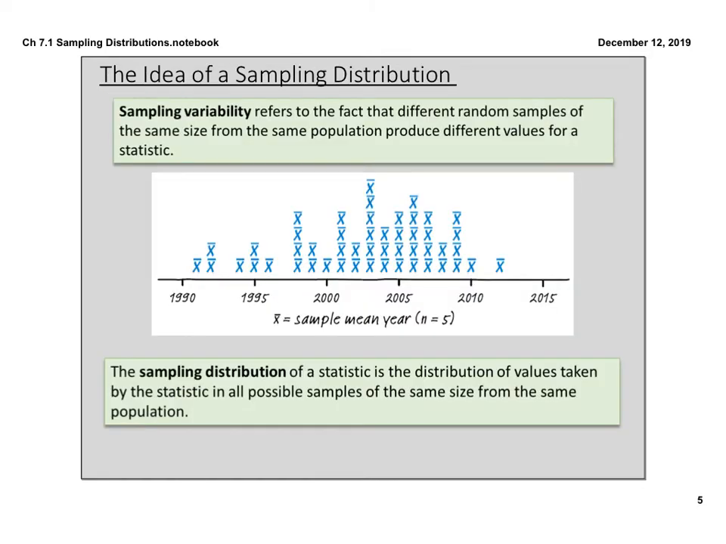Okay, so let's just talk about the idea of what a sampling distribution is. So I'm going to go back to sampling variability. Sampling variability refers to the fact that different random samples of the same size from the same population produce different values for the statistic. If I look at Farmington High School, for example, if I pull 100 students and get the average height amongst them, I could pull a different 100 students the next day or later that day and have a different average height.